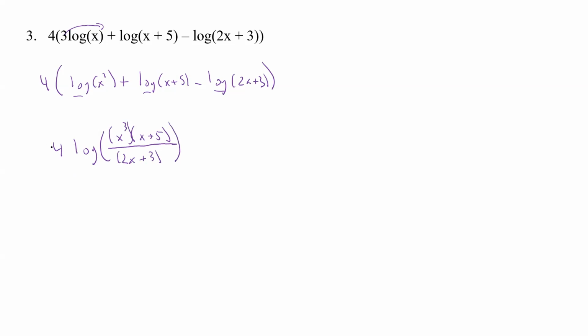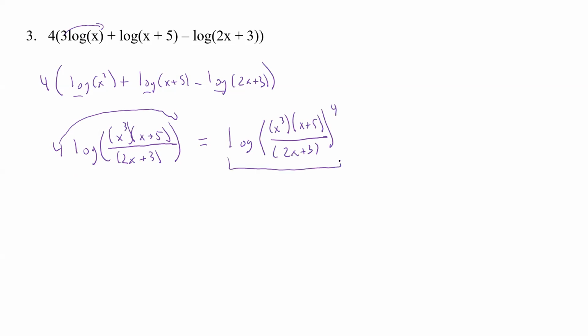Now we can use this as a reverse power rule and take the 4 up here. And so when we do that, that gives us log of x to the third, x plus 5, and then 2x plus 3, and that's all to the fourth. So that is one solution you could have.